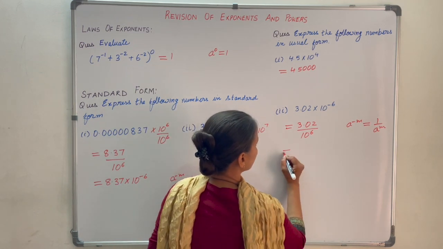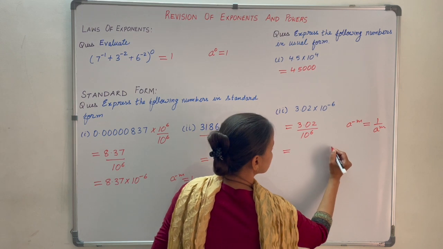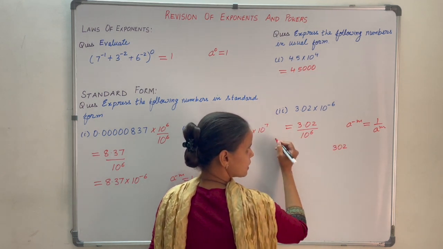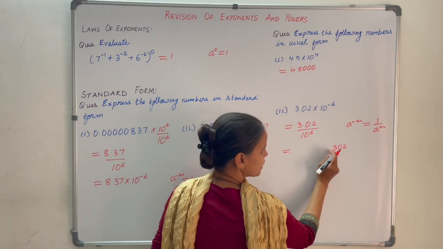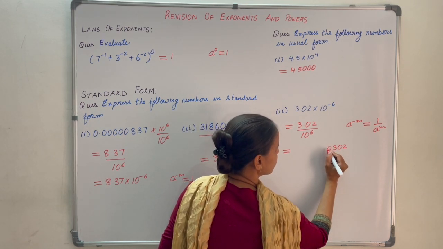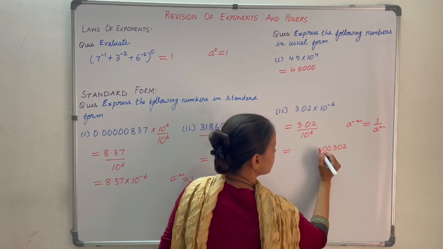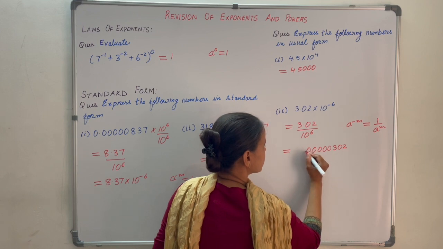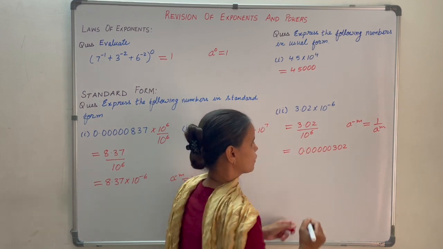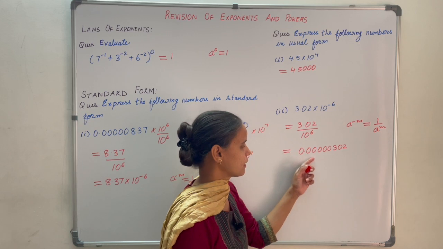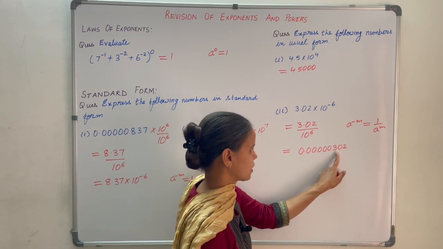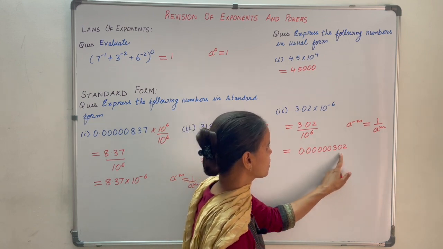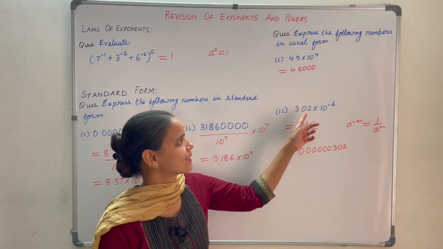So let us write it down now. Here it is 302. You have to move the decimal point 6 digits towards this side. When I move it here, it is 1, then 2, 3, 4, 5, 6. So you have moved it 6 digits towards the left-hand side. You can see initially it was here: 1, 2, 3, 4, 5, 6. So this is the usual form for this number.